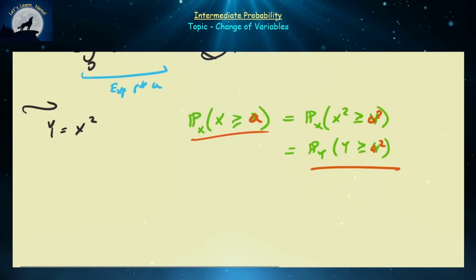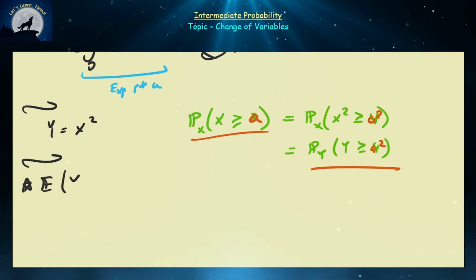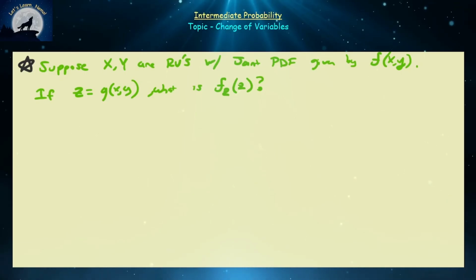Another little exercise that I'll leave for you for this particular example is to show that the expected value of y will be equal to 2 lambda for this particular probability density function. Now let's see if we can generalize this.